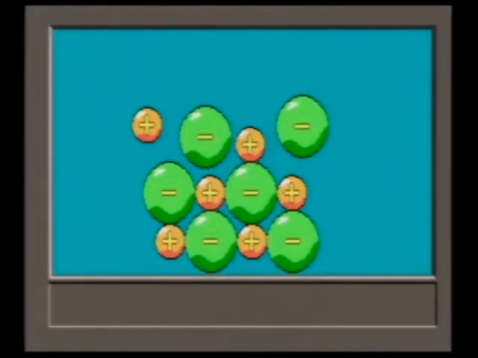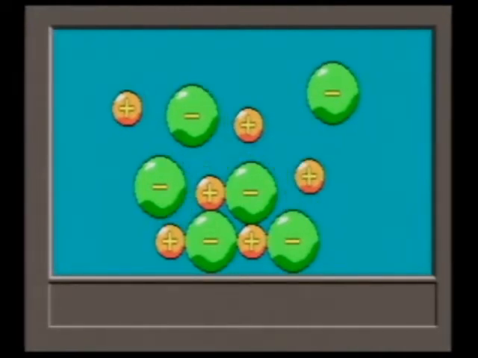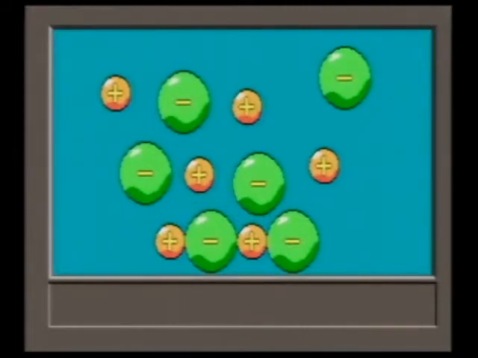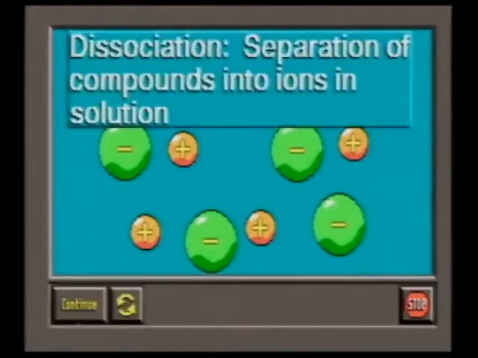Sodium chloride is an ionic compound. When salt is placed in water, the sodium and chloride ions actually separate, or dissociate. Both sugar and salt dissolve completely in water, but only salt dissociates.